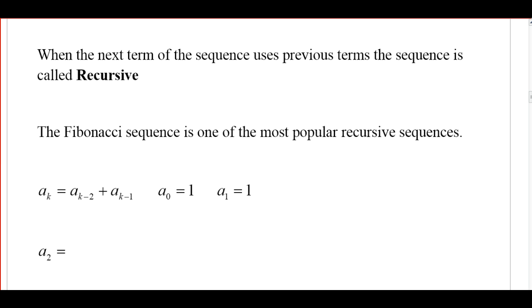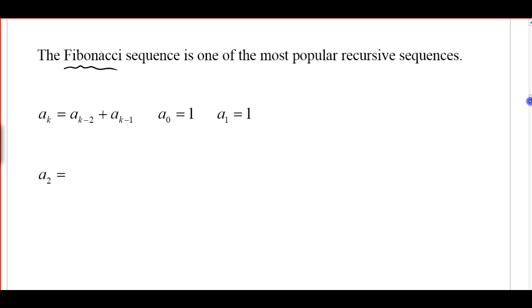So in video number 1 we talked a little bit about recursive sequences, where the next term of the sequence uses the previous terms in the sequence. The Fibonacci sequence is one of the most popular recursive sequences. Let's take a look at it. It says that a sub k is equal to a sub k minus 2 plus a sub k minus 1. So each term is generated by adding the two previous terms.